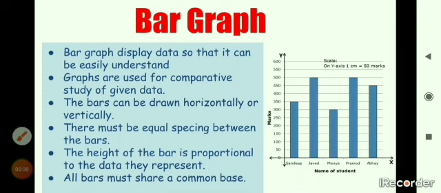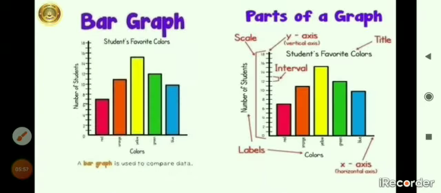The height of the bar is proportional to the data they represent. Means the data which is given in the tabular form, the height of each bar should be in the same proportion. All bars must share a common base. It should start from a common base. Now here you can see one more bar graph which is showing the favorite color of students. A bar graph must have some important points that should always be remembered, like a graph always has two axes.